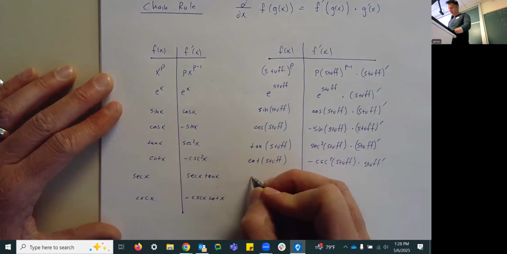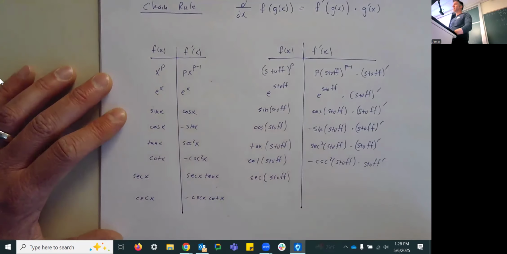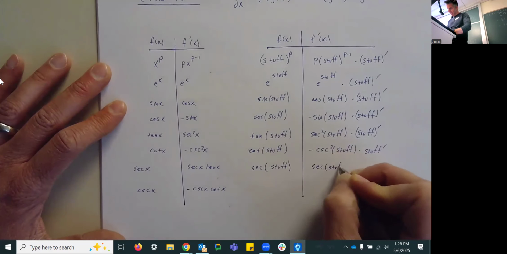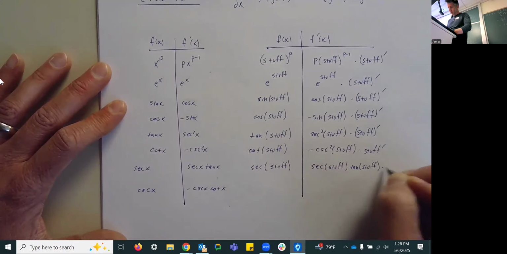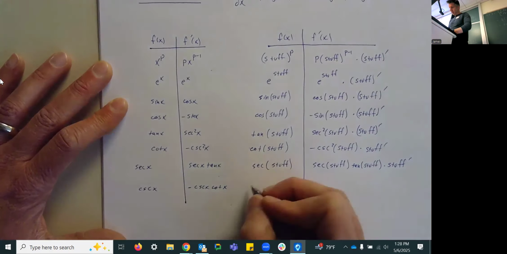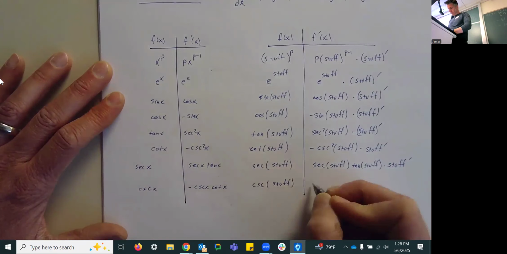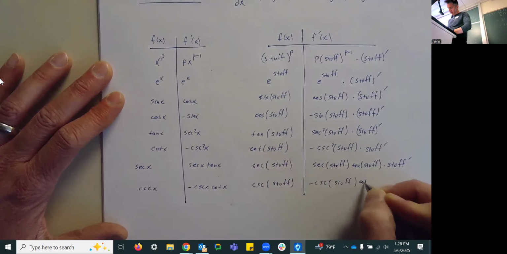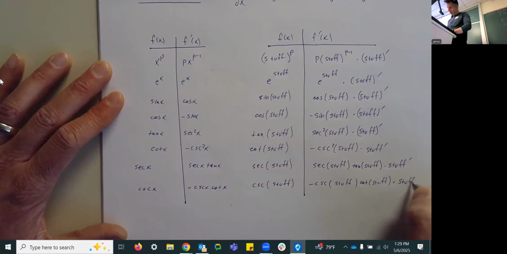If you're taking the derivative of secant of some stuff, the stuff shows up twice. You're going to get secant of the stuff times tangent of the stuff, then multiply by the derivative of the stuff, still only once. And lastly, if you had cosecant of some stuff, your derivative would be negative cosecant of that stuff times cotangent of that stuff. And then after all that, multiply by the derivative of the stuff. Whew.